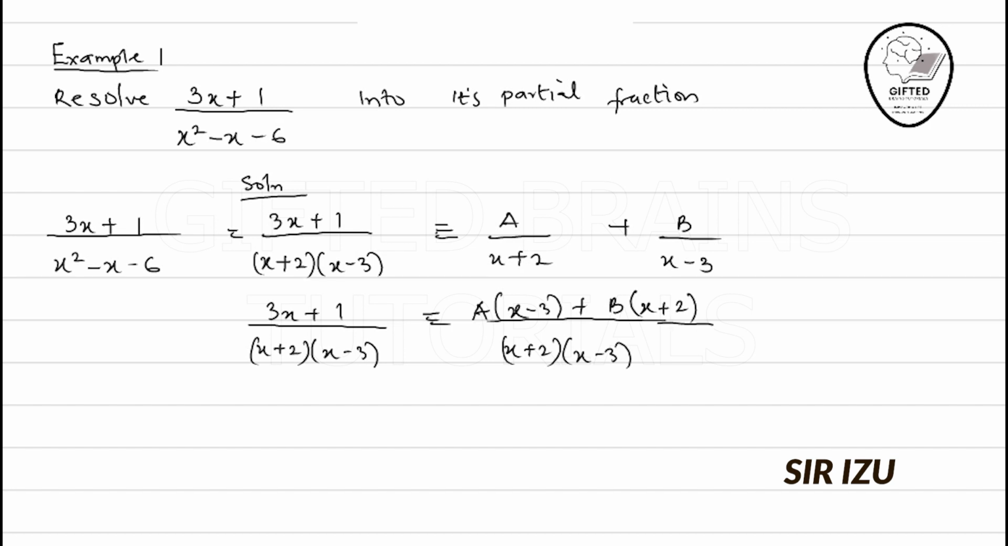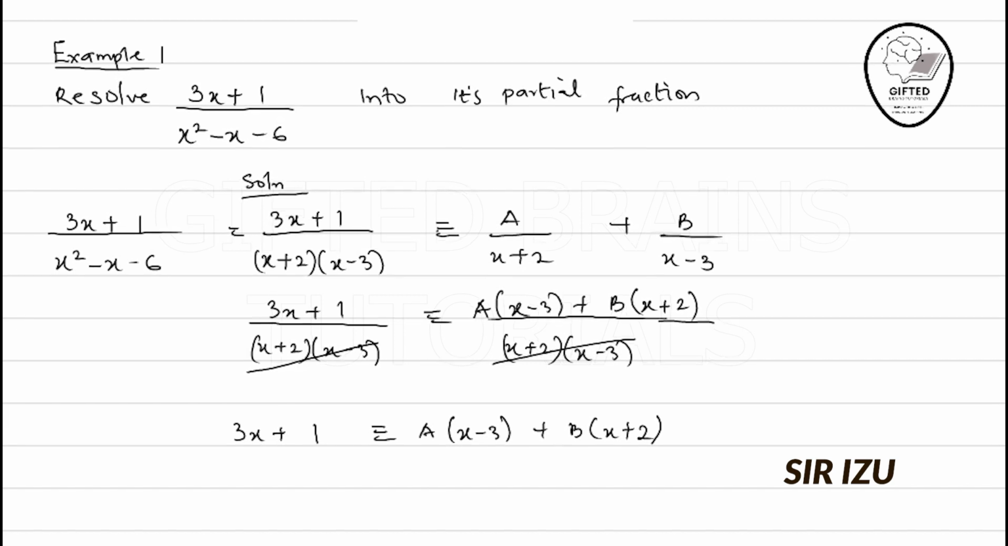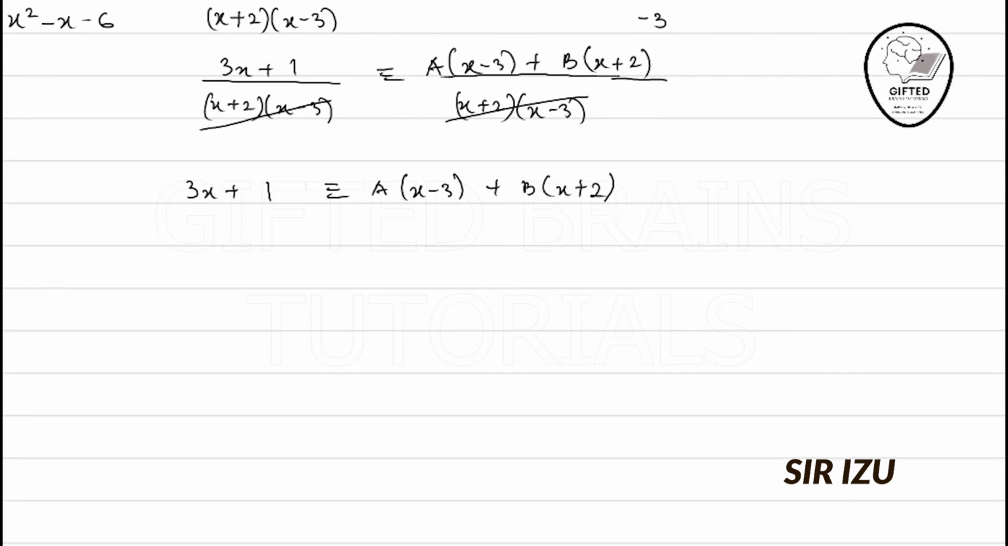And now look at these two fractions. They have the same common denominator, so we eliminate the common denominators. So we have, hence, 3x plus 1 being equivalent to a into (x minus 3) plus b into (x plus 2). From here, there are two ways to solve this question. There are two ways these questions can be solved, and let's look at each of those methods. So I will be doing the two methods here.